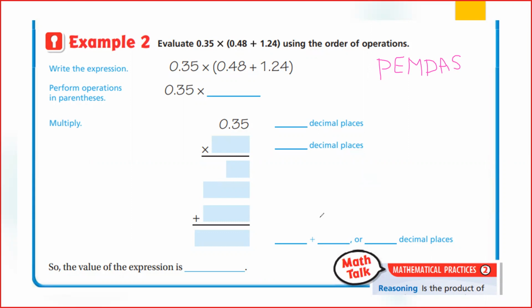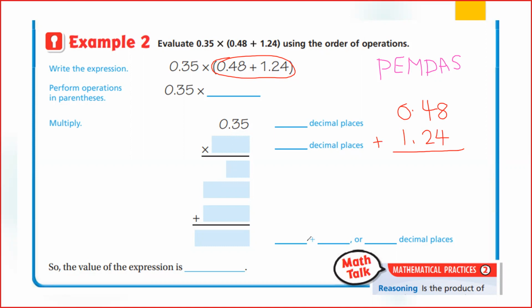So we're going to add first. So we're going to add between the parentheses. Bravo. So now, 0.48 plus 1.24. Then next, what do you have to do now? Add them together.